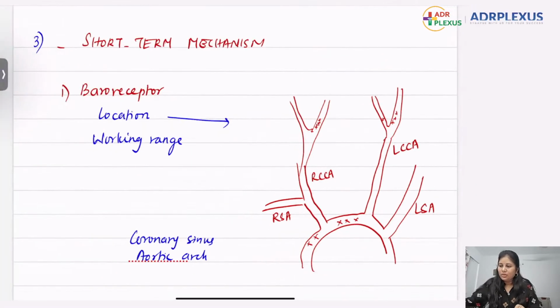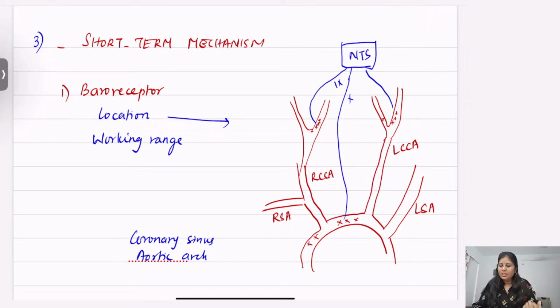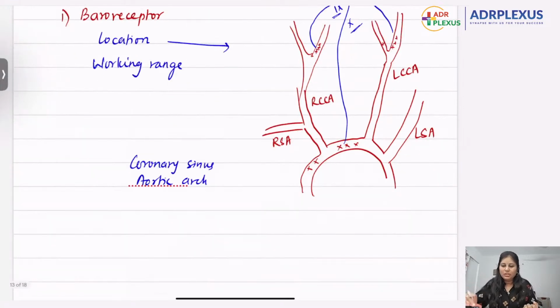The afferent nerve coming from the carotid sinus is the 9th cranial nerve, glossopharyngeal nerve. The afferent nerve coming from the aortic arch is the 10th cranial nerve, vagus nerve. They go to a structure called the nucleus tractus solitarius in the medulla. The buffer nerves, meaning they buffer the BP, are the 9th and 10th cranial nerves. So this is about the location and structure of the baroreceptors.